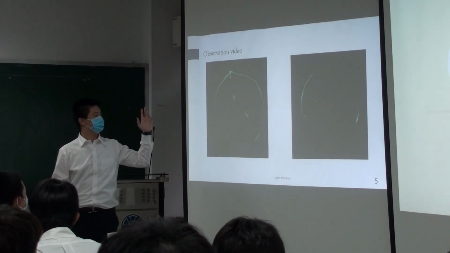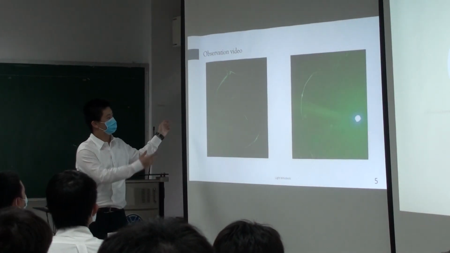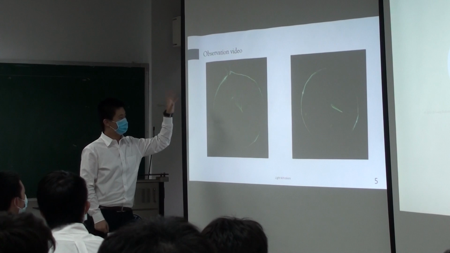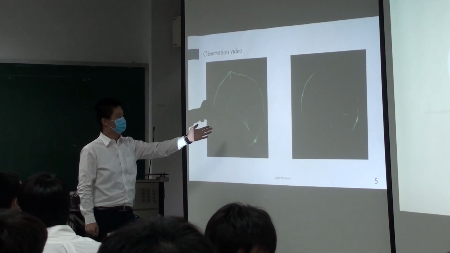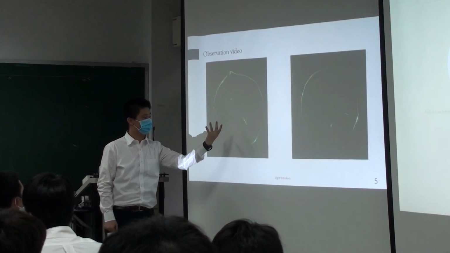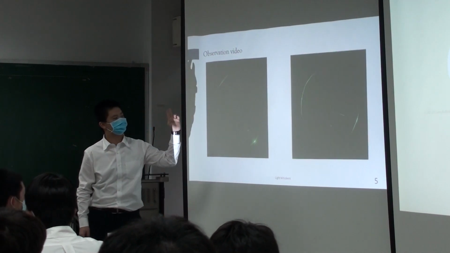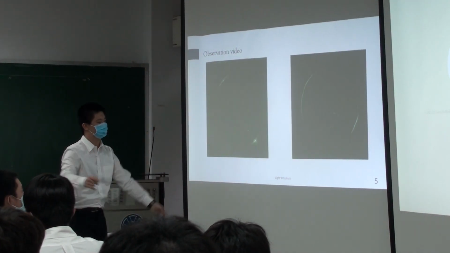Okay, so these are the observation videos. As you can see, the quality is a bit poor. When the light passes through the bubble film, it causes some kind of refraction. We will discuss this mechanism later. As you can see, in both videos, there are branching lights.